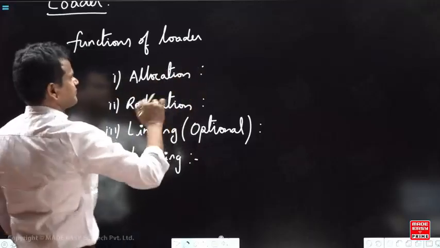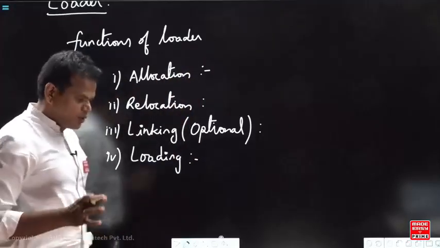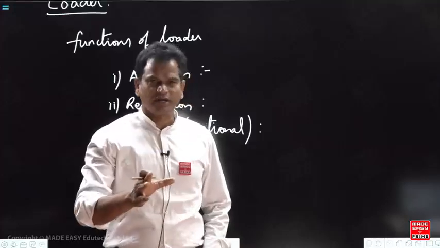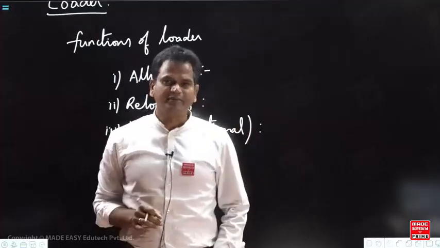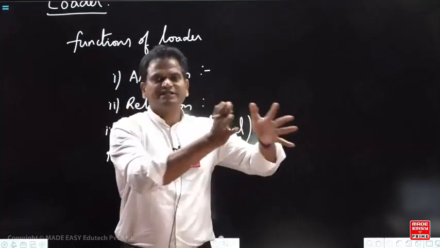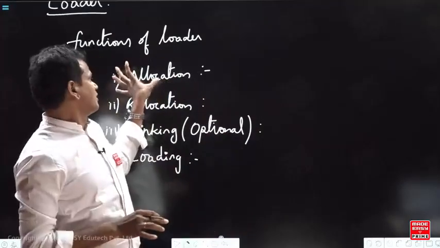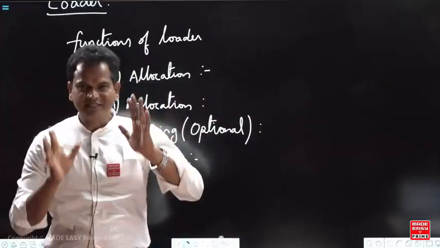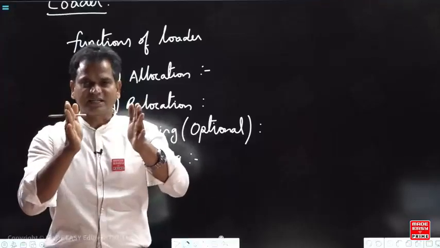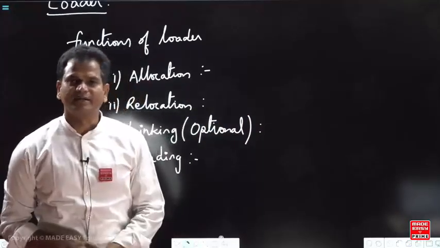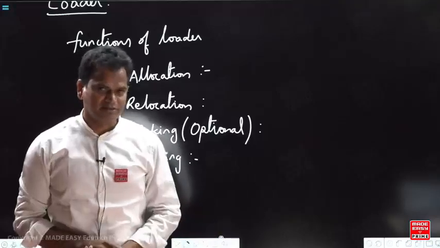Allocation means whatever the space required for a program to store in the main memory, that much of space will be reserved, allocated by the loader. First it allocates. This much of space is required, so that much space will be allocated in the main memory. That comes under allocation. Okay.